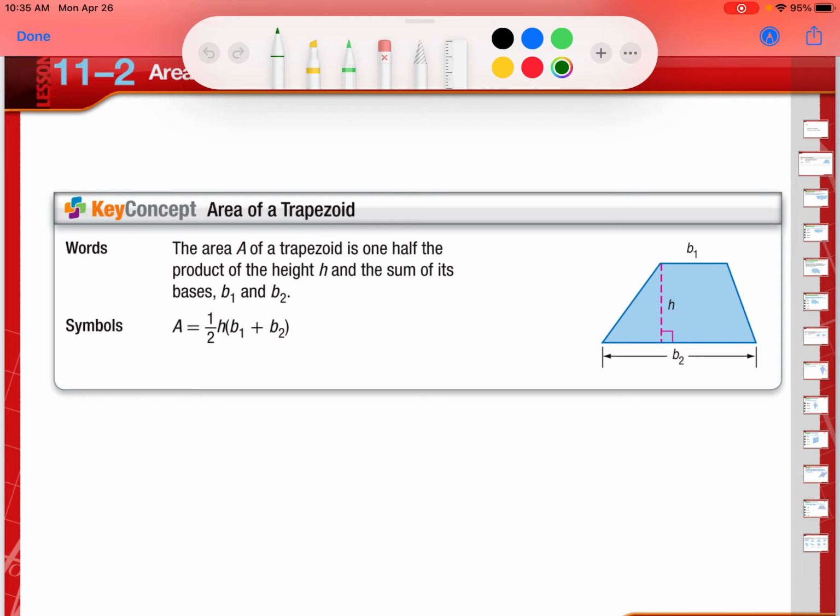So the area of a trapezoid, the formula for that is the area equals half the height, so the height is this h over here, times our two bases added together. So base 1 plus base 2. So what this really is, is the average of our bases. So the bases added together divided by 2 times the height. But if you prefer to do it just the long way, you can say 0.5 times the height times the sum of the two bases.